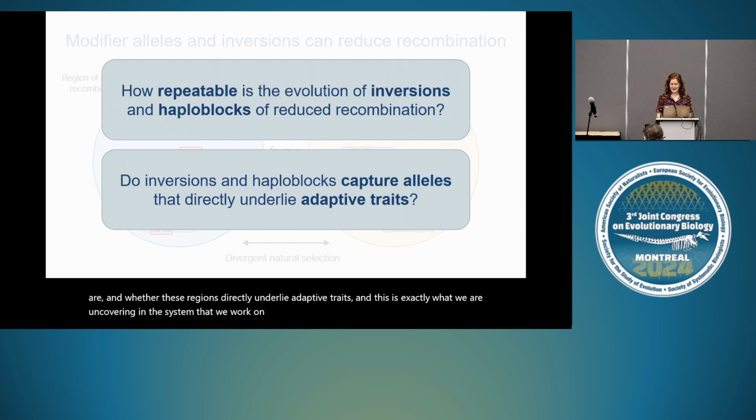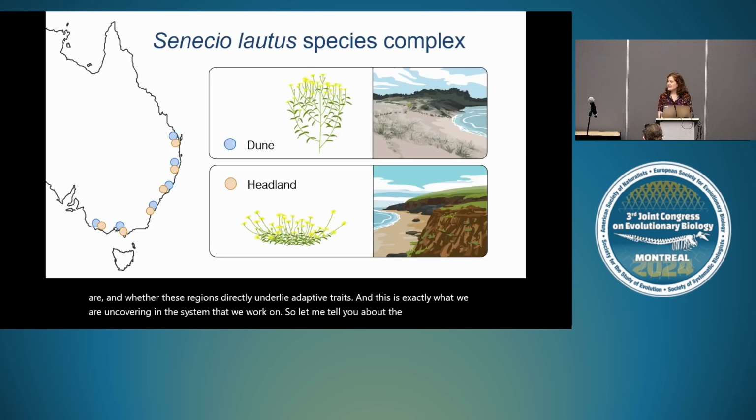So let me tell you about the system. We work on the Senecio laudus species complex that's distributed across Australia and contains multiple ecotypes. Two of these ecotypes, the dune and headland, occur along the coast and often occur adjacently or in parapatry. So we have multiple of these parapatric dune-headland population pairs, as you can see on the map there. These two ecotypes have morphologically based genetic differences. So dune populations are tall, have large leaves, and are found in the sand dunes, whereas headlands are short, have small succulent leaves, and grow in the rocky headlands.